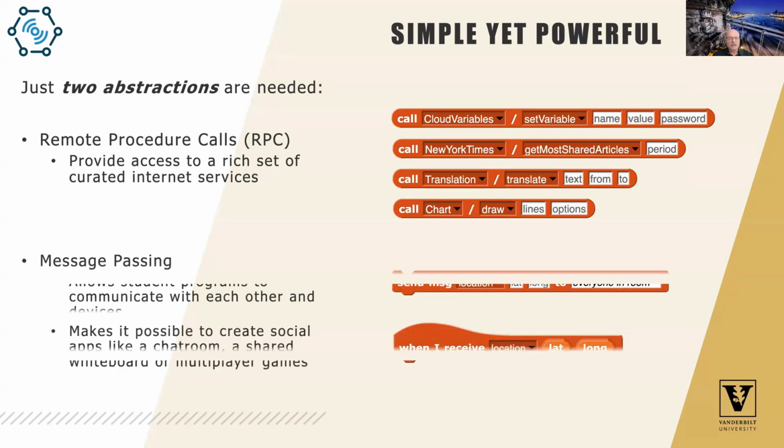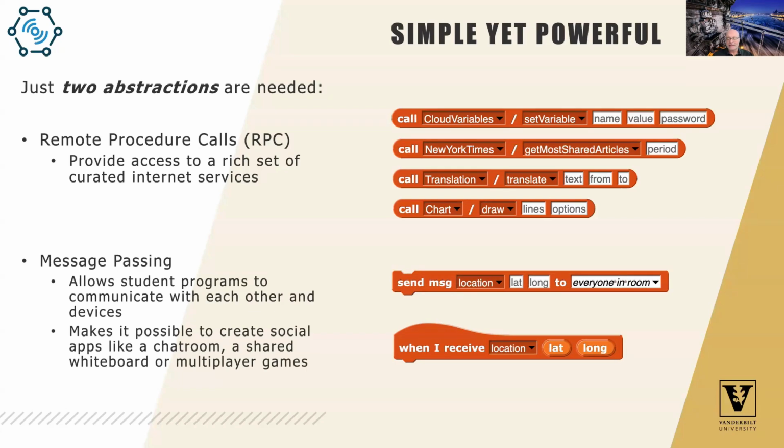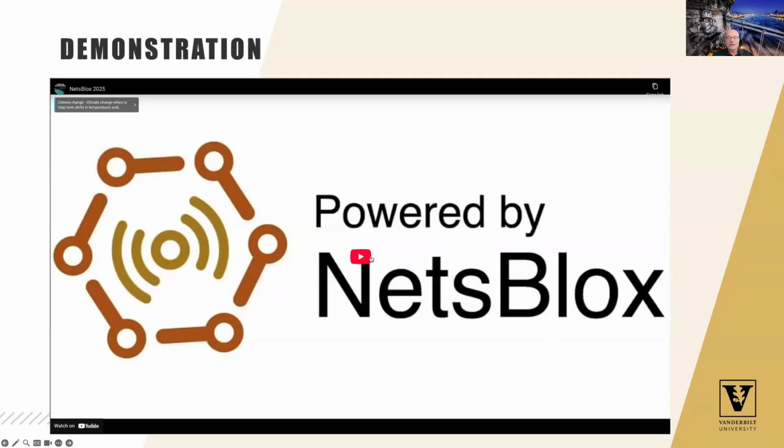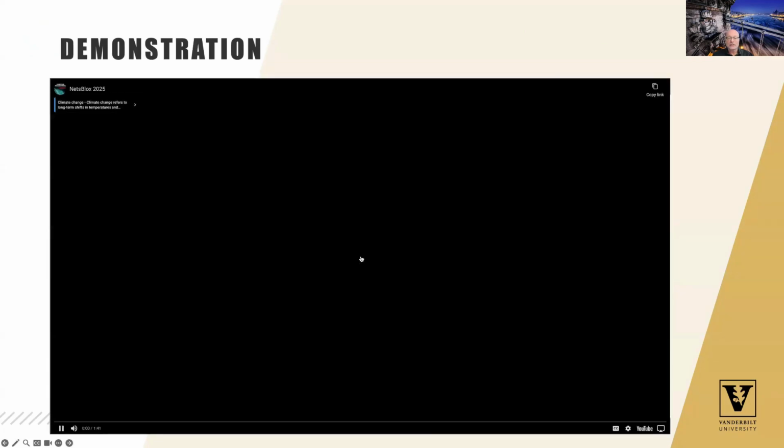So that's one abstraction. The other one is message passing. It makes it possible for one student project to send data to another student project. So you can write distributed multiplayer games or more social applications like chatrooms or shared whiteboard, those kinds of things. Okay, so let me try to quickly play a video because it's much easier than trying to show 10 demos.